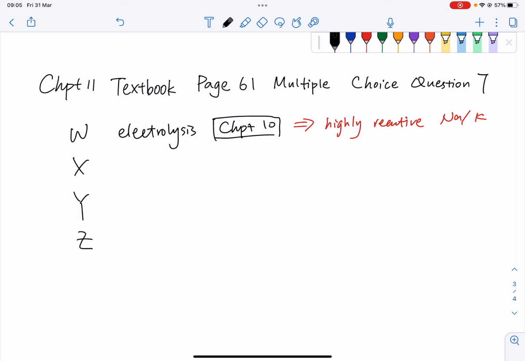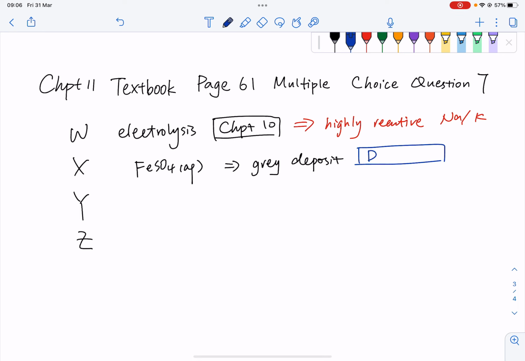All right, then take a look at X. It is put in FeSO4 aqueous, and it gives a gray deposit on the metal. If that's reacted with this aqueous solution and it gives a gray deposit, which means metal has been extracted out, right? This should be our displacement reaction.